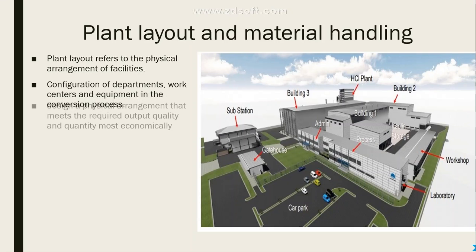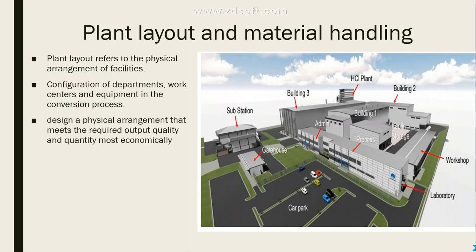Okay, and next comes designing a physical arrangement that meets the requirements of output quality. Yes, that's the main point of plant layout and material handling. Make sure we have a plant layout designed and installed so that we produce quality output in the most economical quantity. Economical in the sense that the cost per unit is very low. So, in simple terms, plant layout and material handling is what we'll be discussing now.